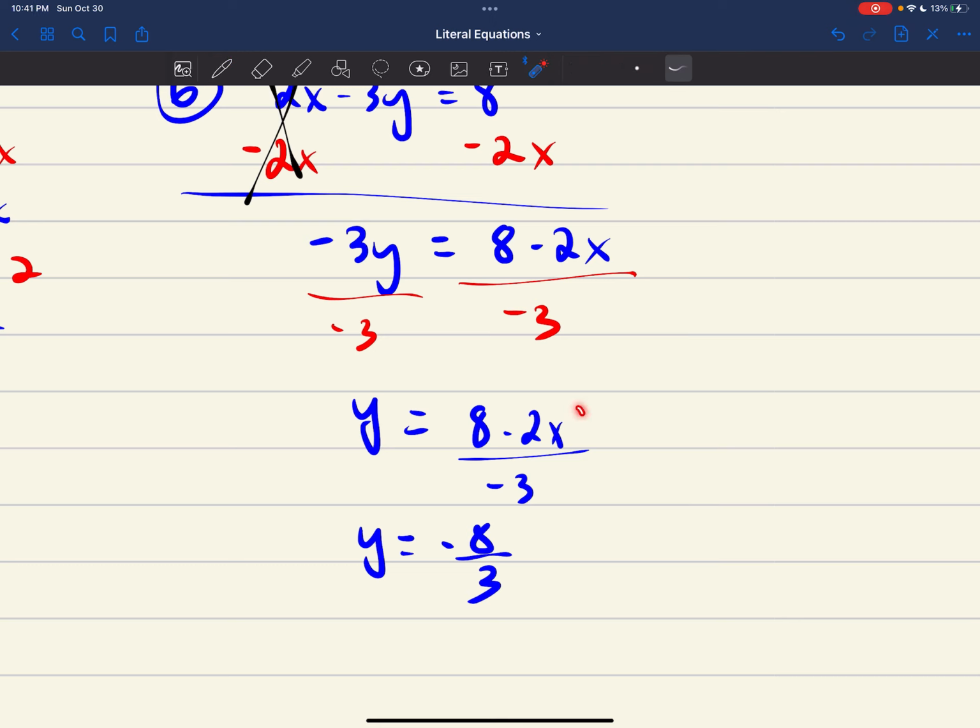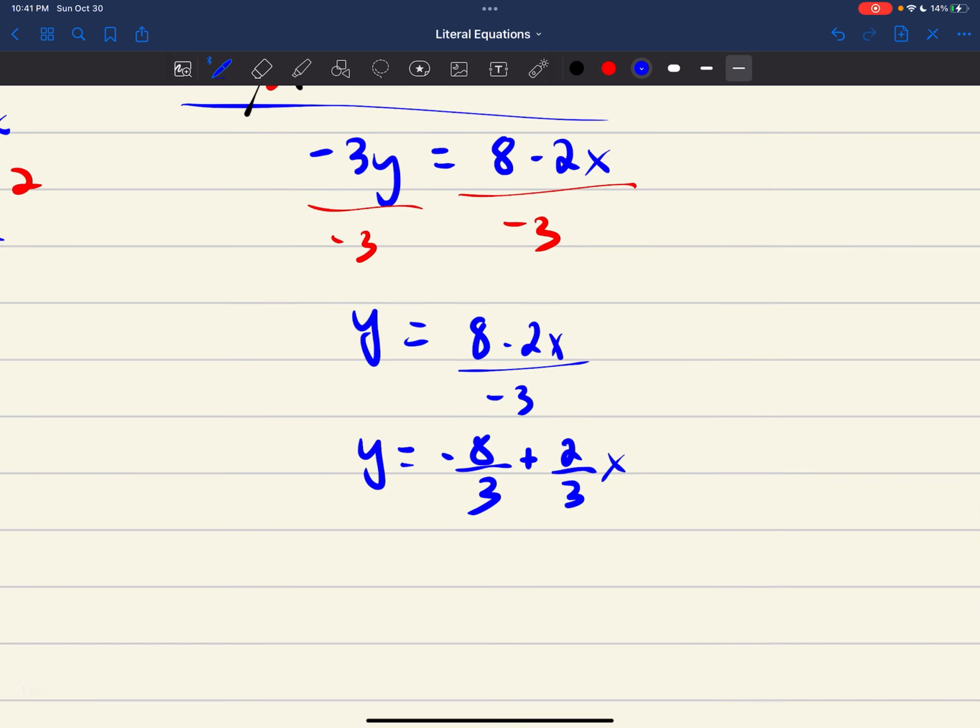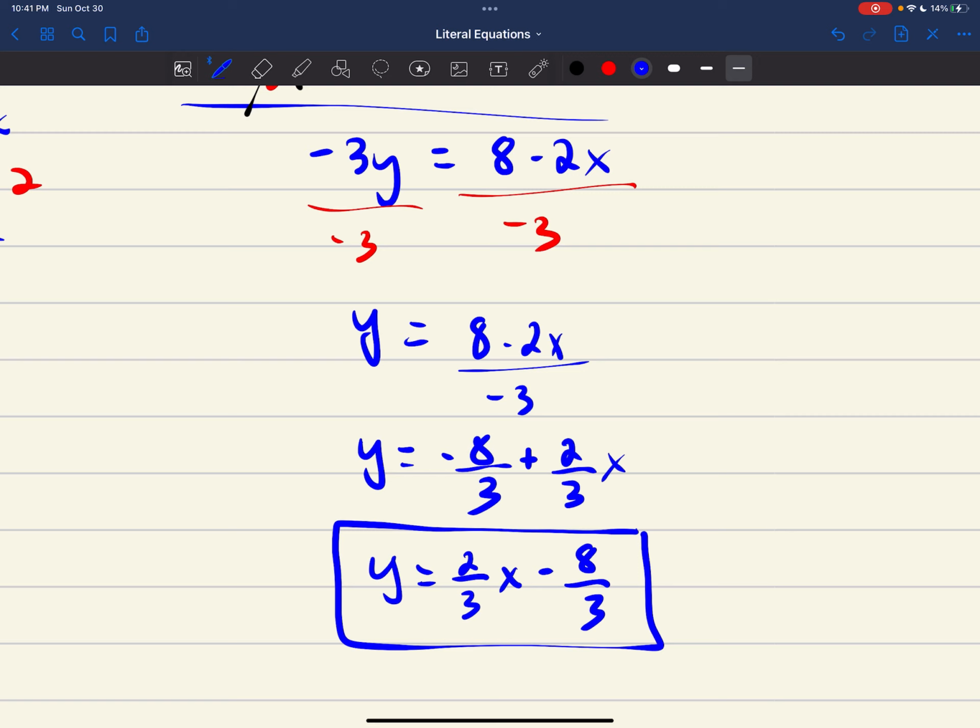And then I'm left with this negative 2x divided by negative 3. Does negative 3 go into negative 2? It doesn't. But I know that when I'm dividing, if I have a negative divided by a negative, that's going to turn into a positive. So I have plus 2 over 3x. And I can just rewrite this as y equals 2 over 3x. And then since there's a minus sign here, I can write minus 8 over 3. And this is my answer. Okay?